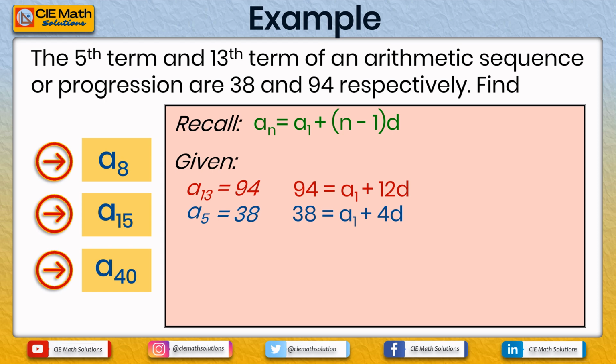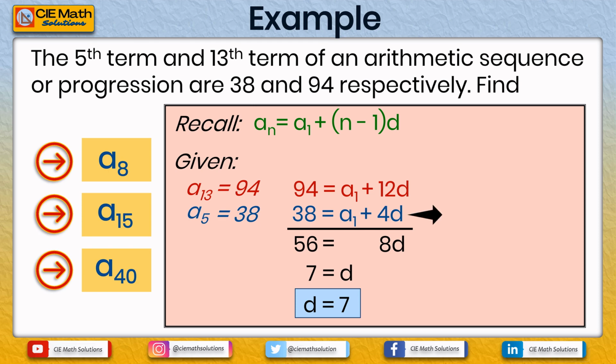Subtracting these two equations, we then have 94 minus 38 is 56. That will be equal to a1 minus a1, which is 0, and 12d minus 4d will be equal to 8d. Dividing both sides by 8, we will then have 56 divided by 8 is equal to 7, and 8d divided by 8 is equal to d. The value then of d is equal to 7.